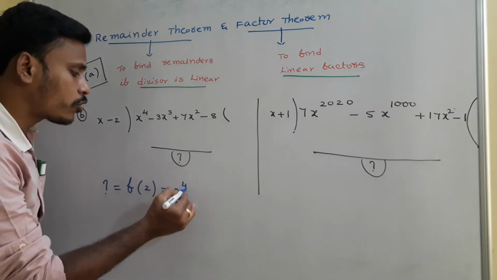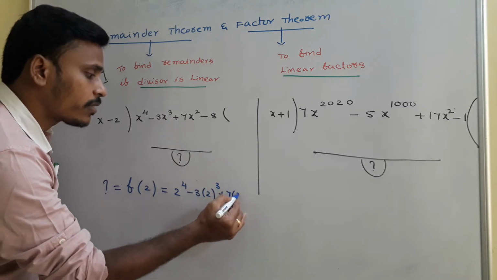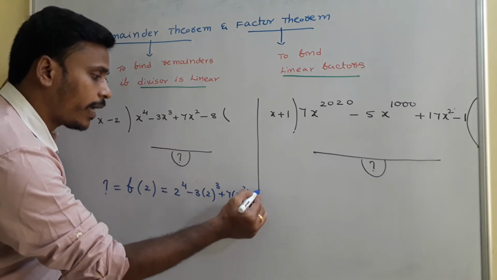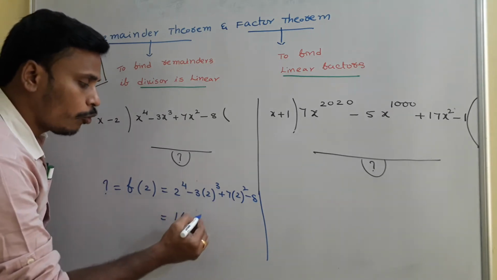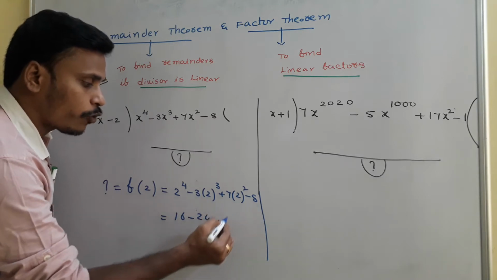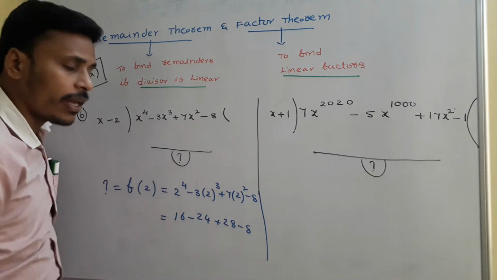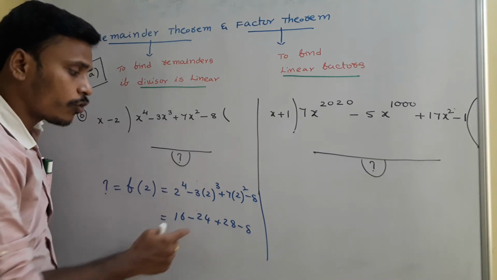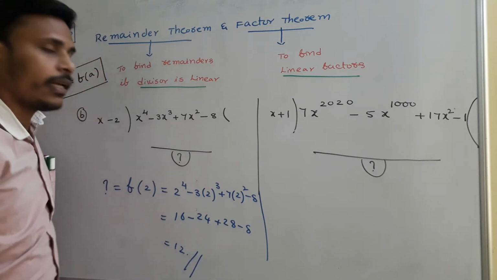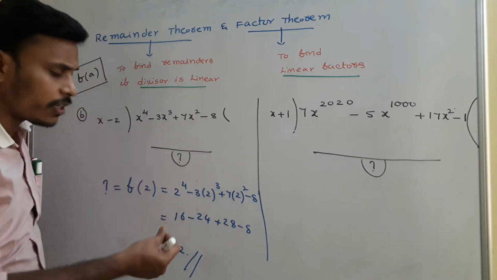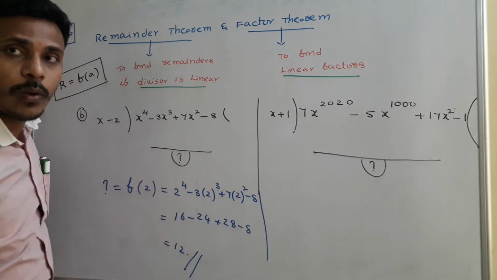F of 2 is equal to 2 power 4 minus 3 into 2 cube plus 7 into 2 square minus 8. So just try to simplify it. This is equal to 16, 2 cube is 8, 3 times 8 is 24, plus 4 times 7 is 28, minus 8. So we need to simplify. 28 minus 8 is 20. 16 minus 24 is minus 8. 20 minus 8 is 12. And this 12 is the remainder. Simply by using the remainder theorem, just one simple simplification gives you 12 as the remainder.